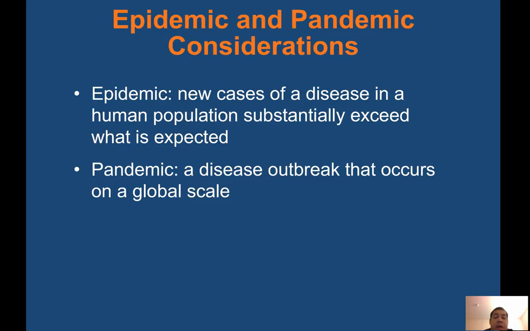So epidemic and pandemic considerations. So epidemic, new cases of a disease in a human population substantially exceed what is expected. A pandemic, a disease outbreak that occurs on a global scale. So if a disease happens in one country, but it doesn't spread to other countries, then that wouldn't be considered a pandemic.